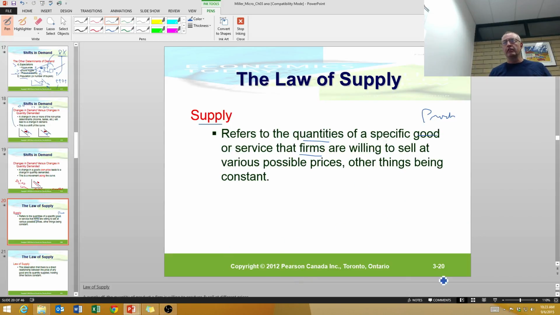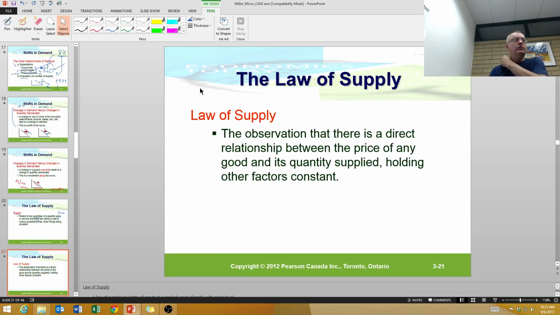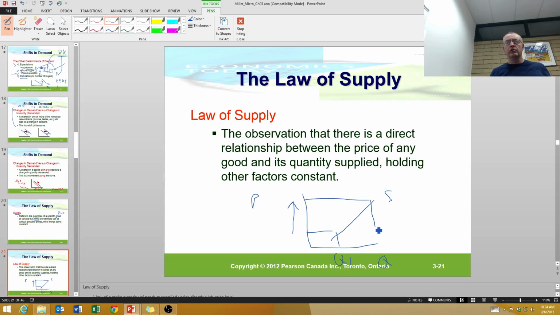And of course, the law of supply works in the opposite fashion to the law of demand. There is a direct relationship between price and quantity supplied. So the higher the price, the more quantity, here's Q1, the higher the price, the more quantity we expect suppliers to provide.